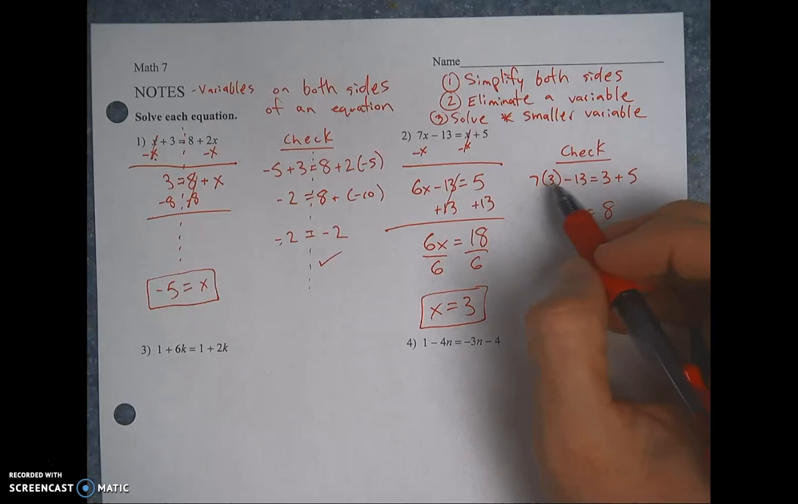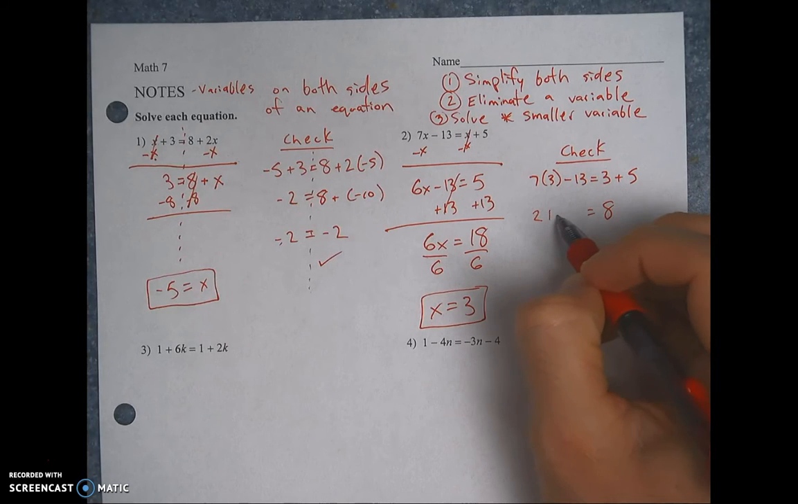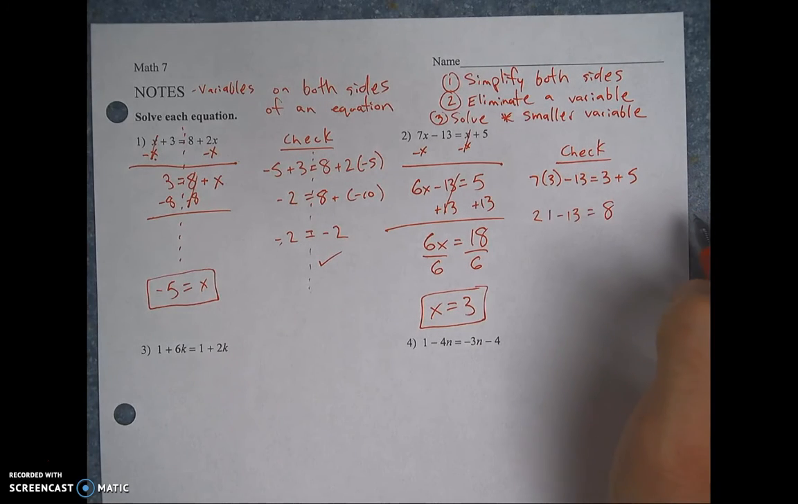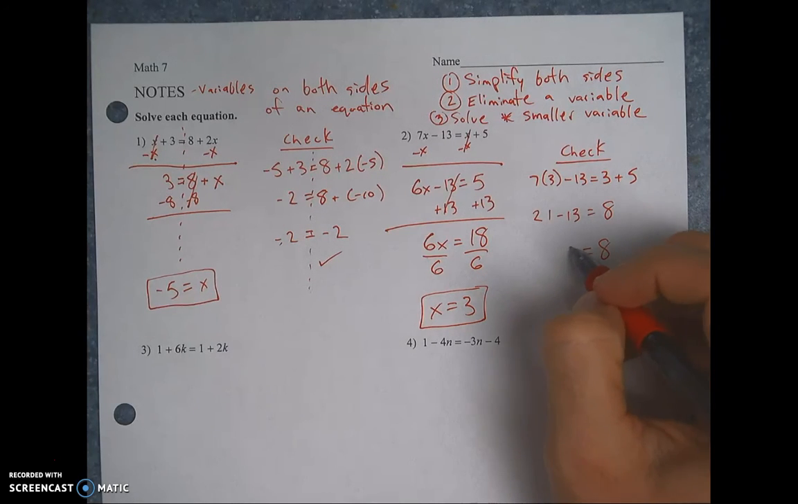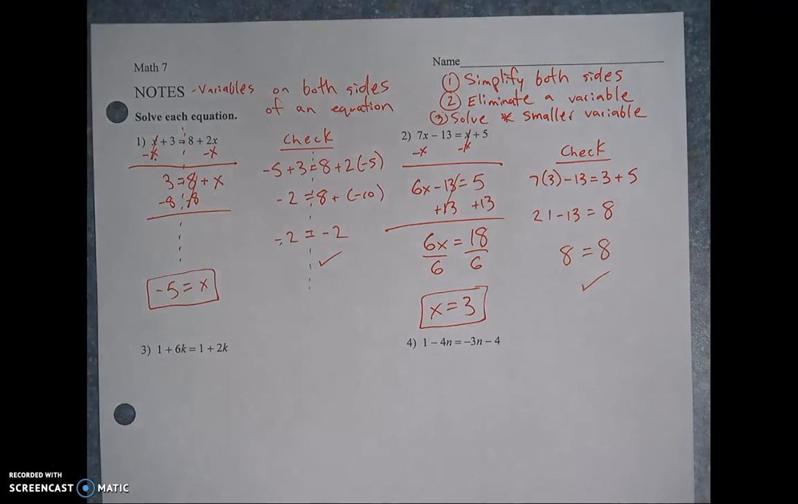So one step at a time. 7 times 3 is 21. Bring down the 13. Once you're down to a single number, it's going to continue down this right side. 21 minus 13 is 8. We're good. So my answer of 3 is correct.